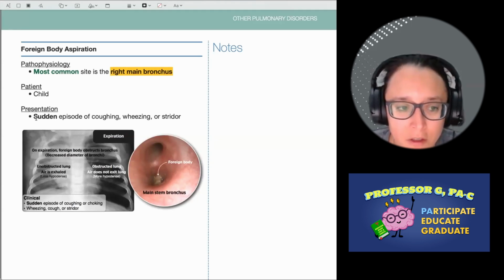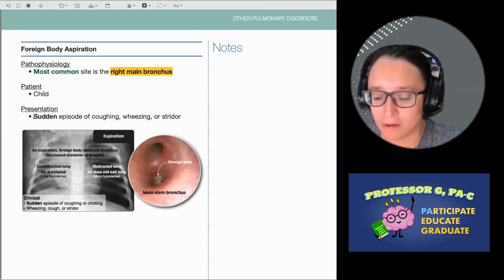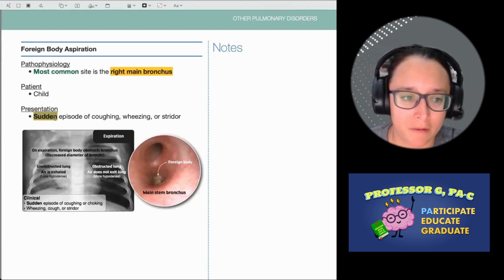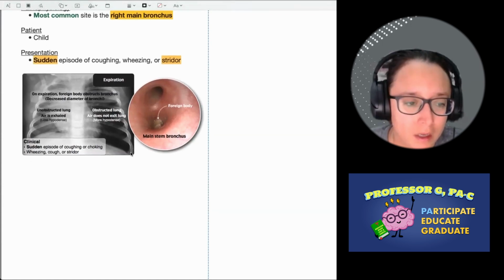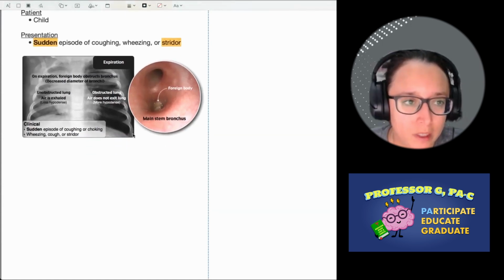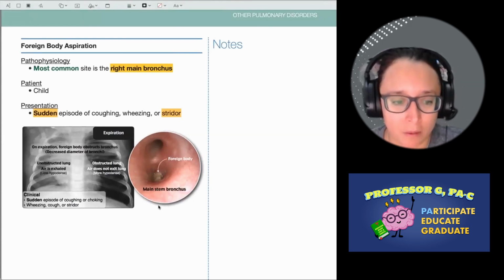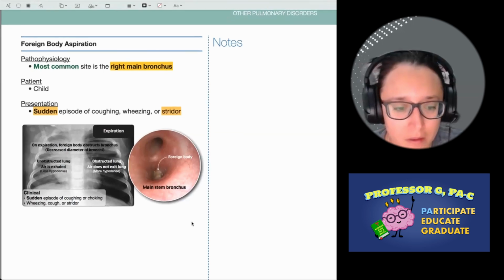Most often in vignettes, you'll see a kid, and they'll mention that they were eating nuts or playing with this or that, and all of a sudden they have an acute onset of coughing, wheezing, and sometimes noisy breathing. The treatment of choice for foreign body aspiration in a pediatric patient is going to be a bronchoscopy, where they go in with the camera and remove it. Usually in kids, it's a rigid bronchoscopy, but I don't think I would get that specific for you.